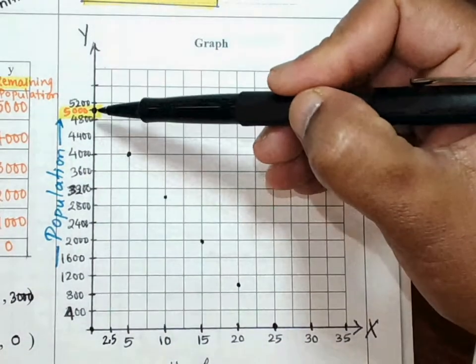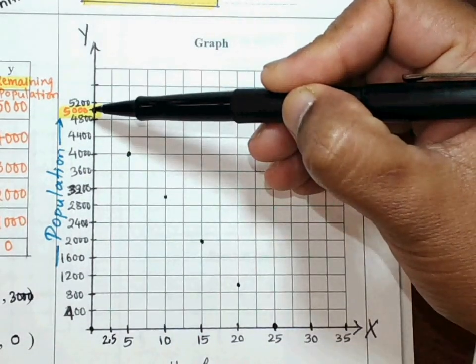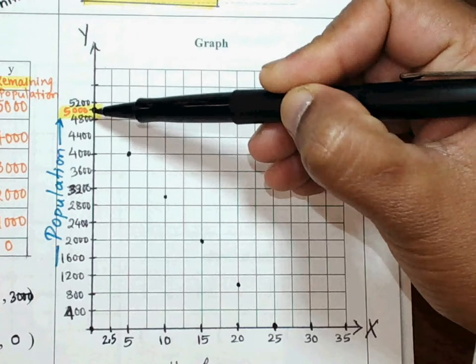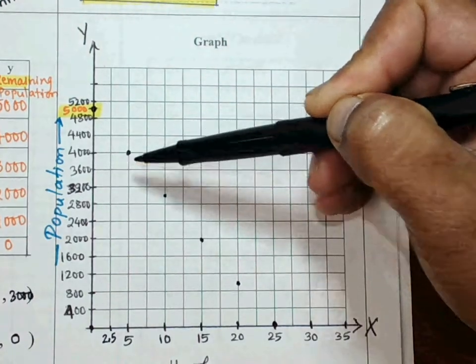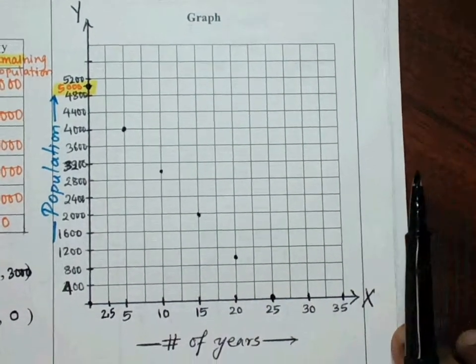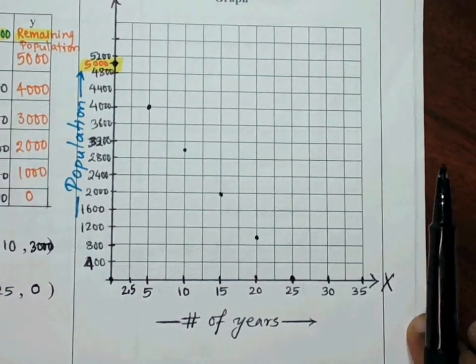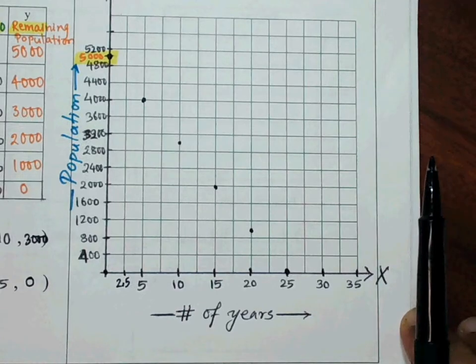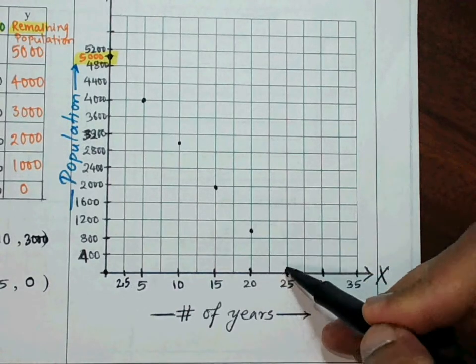So the 0th year, the year when we start plotting, there are 5,000 people. 5th year going down to 4,000. 10th year there's only 3,000 people left. 15th there is 2,000. 20th year there's 1,000, and in the 25th year there's no one left.